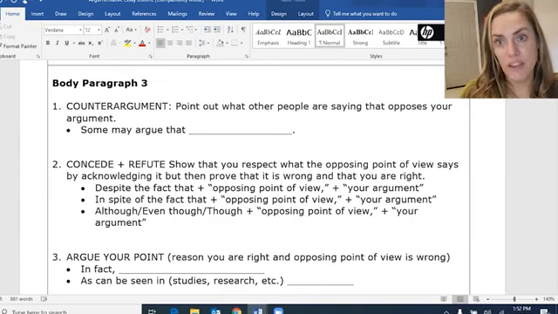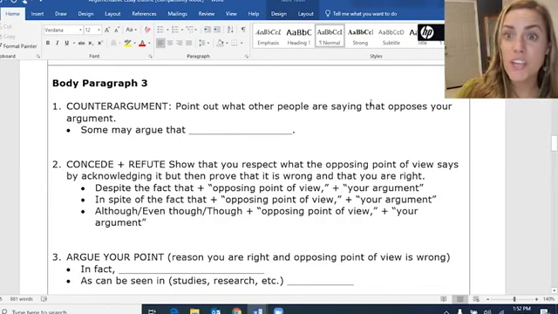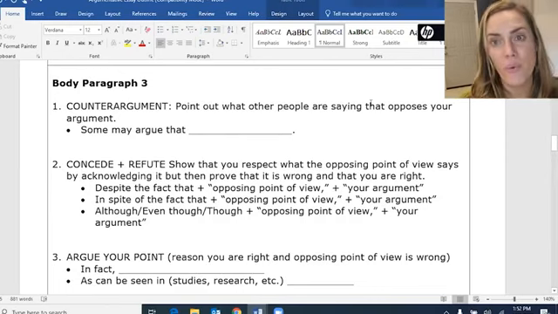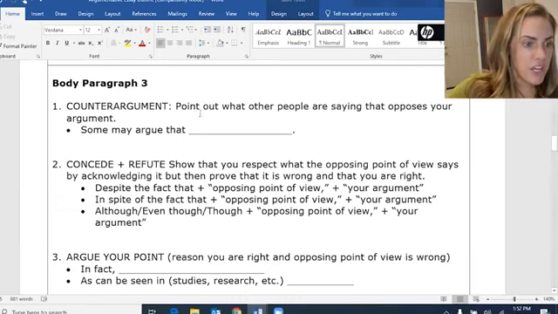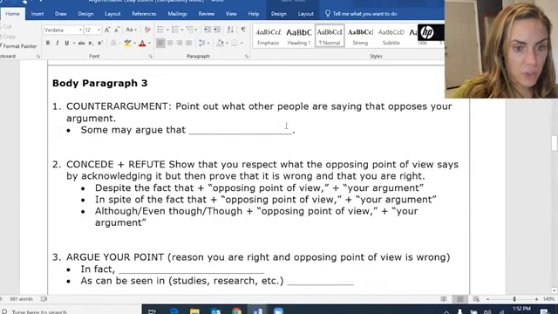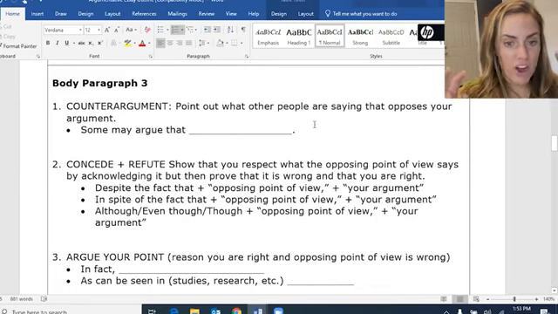By counter argument, again, I mean what other people are saying about your argument, the people who disagree with you. You want to acknowledge them, because if you acknowledge them, it shows that you've thought about what you're saying and you're aware that people disagree with you. So you point out what other people are saying, and then a nice transition template that I use is "some may argue that," and then you give the opposing point of view or counter argument.